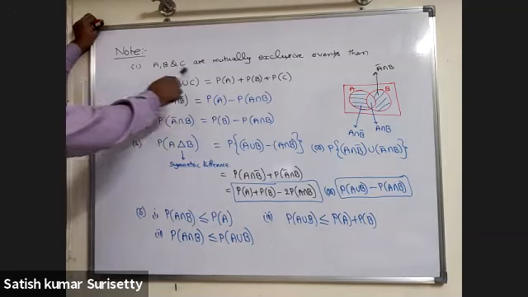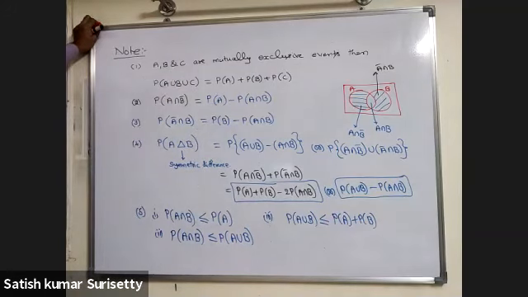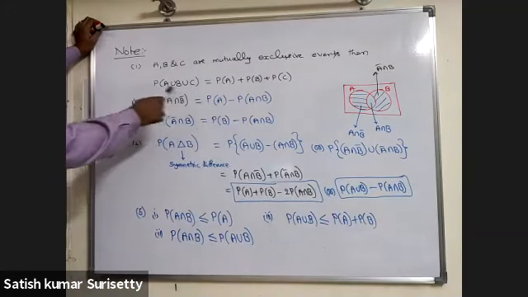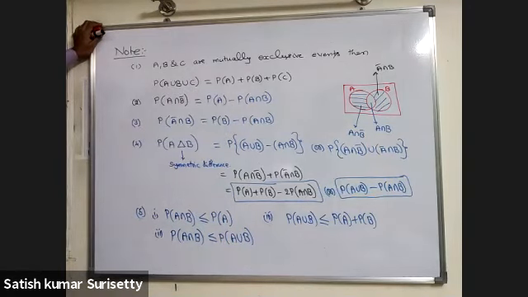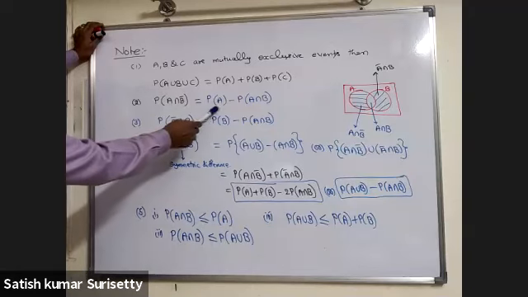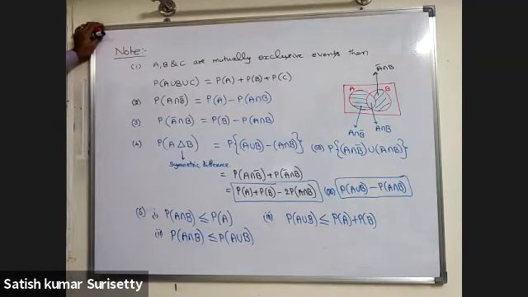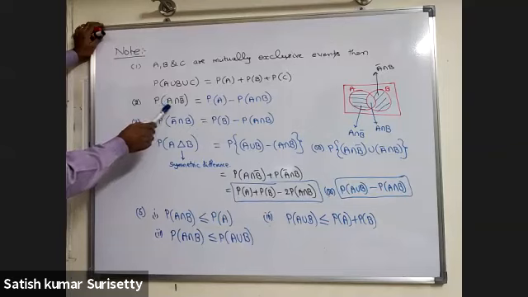So if A, B and C are mutually exclusive events, then probability of A union B union C equals the sum of the respective probabilities, that is, probability of A plus probability of B plus probability of C. Next, probability of A intersection B bar is the same as probability of A minus probability of A intersection B. A intersection B bar means occurrence of only A.